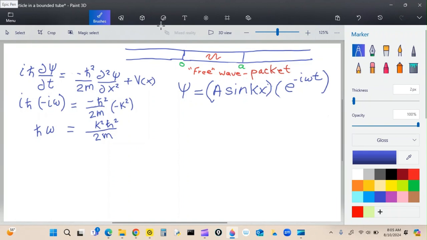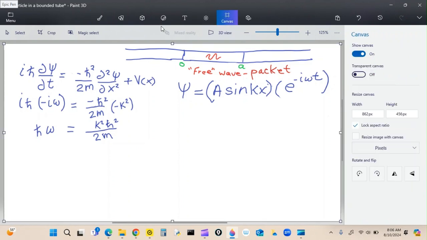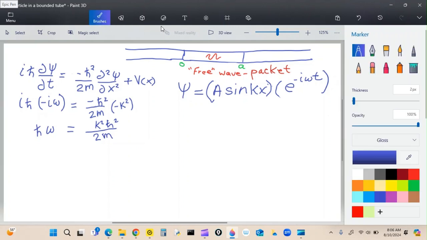Now, I'm going to be taking the second derivative of this thing, not the first derivative, because I don't want to worry about the time thing. Let me go back to the canvas here. So I'm not worried about the time part of this. So what I'm going to do is come up here and strike out that part of it.